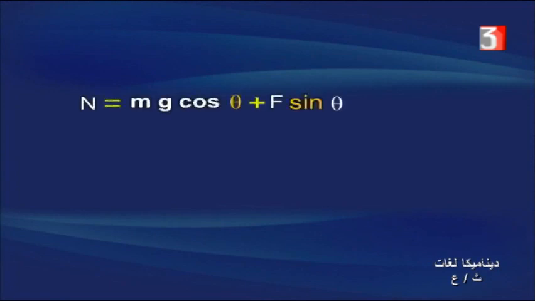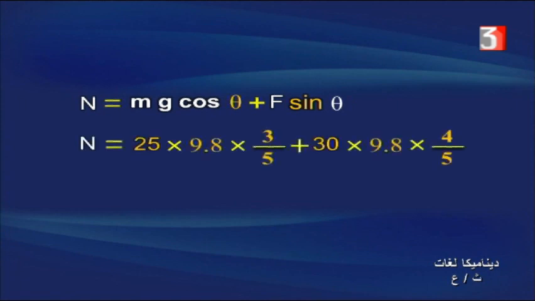The reaction force of the plane N equals mg cosine theta, which is the component of the weight in the direction perpendicular to the plane, plus F sine theta, which is the component of the force in the direction perpendicular to the plane. Then N equals 25 multiply g, which equals 9.8, times cosine theta, which equals 3/5, plus the magnitude of F in Newton, 30 times 9.8.